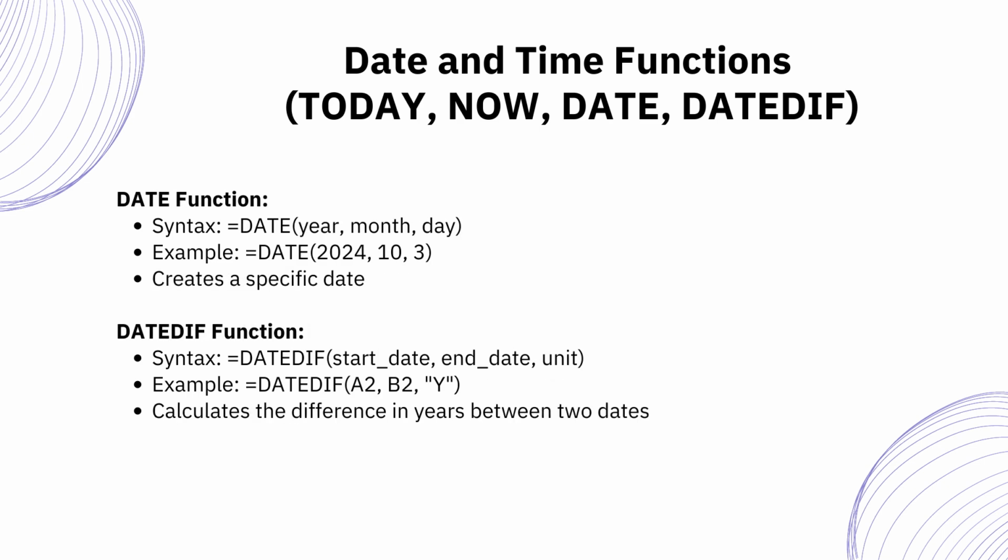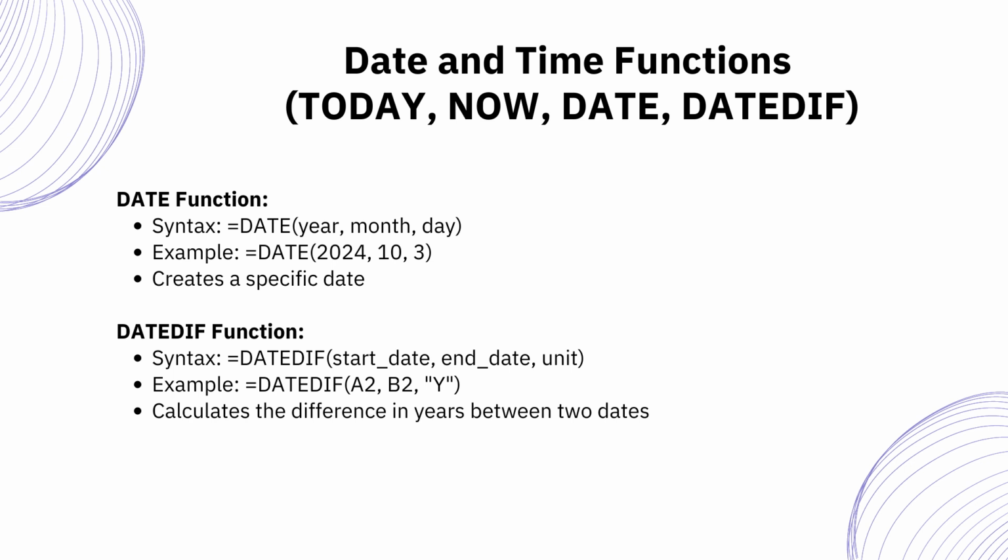The DATE function allows you to construct a specific date by specifying the year, month, and day. For example, =DATE(2024,10,3) creates the date October 3rd, 2024. This can be useful for generating dates dynamically within your dataset.